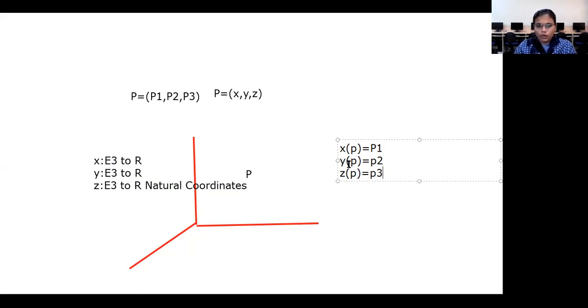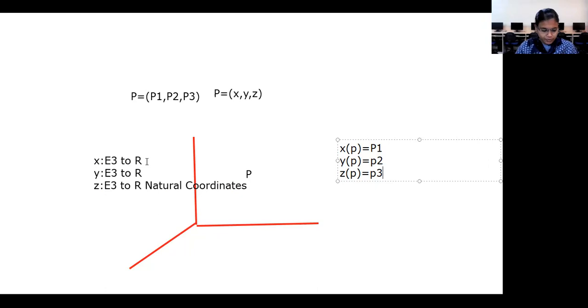Okay. So simply, if we have any point P in an E3 space, those x, y, z each denote a real number. So what are natural coordinates? Simply they are nothing but a function from E3 to R.